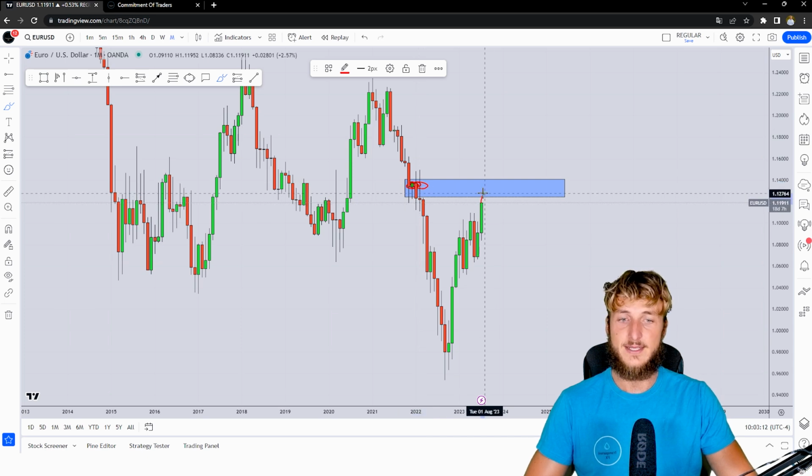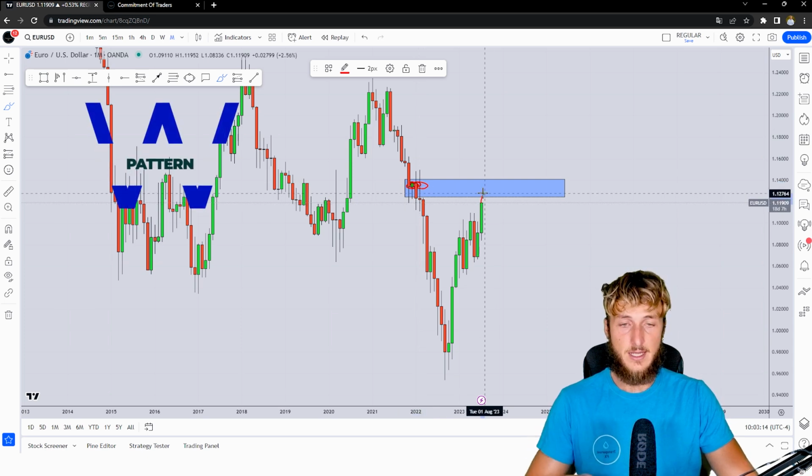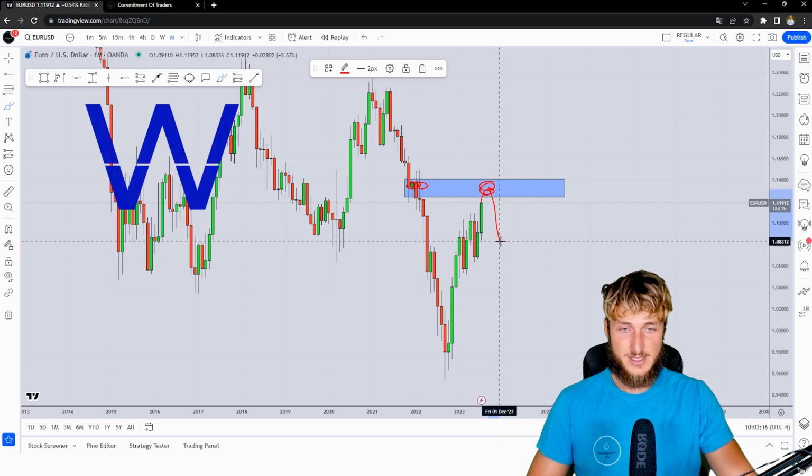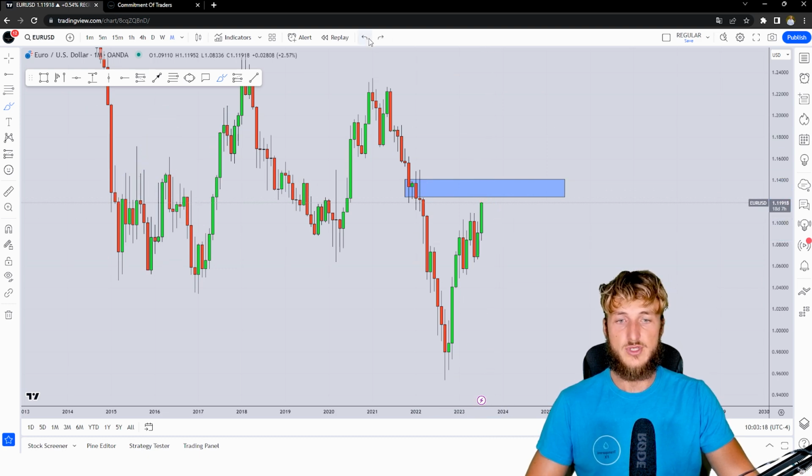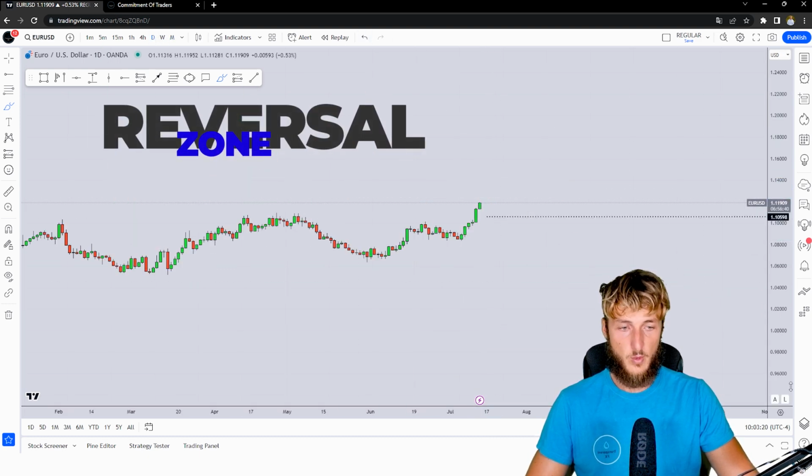So we have an overextended W formation on the daily time frame testing this monthly resistance, from which there is a possibility to see a potential reversal lower.